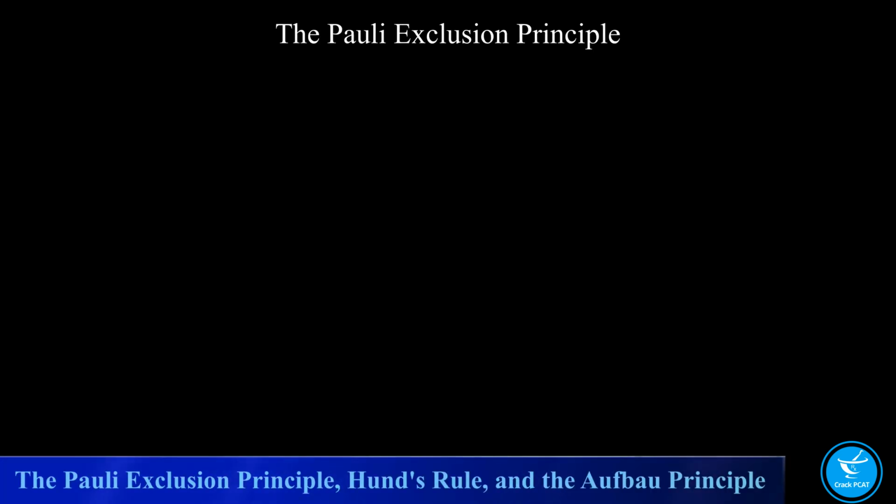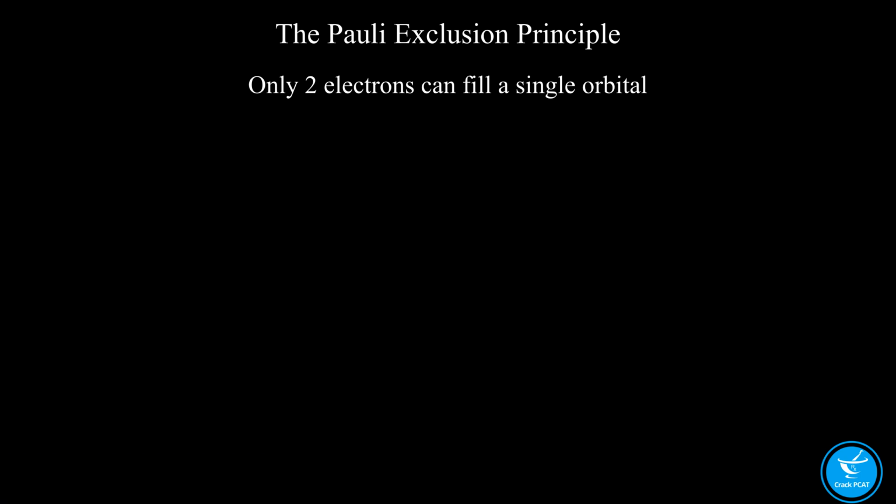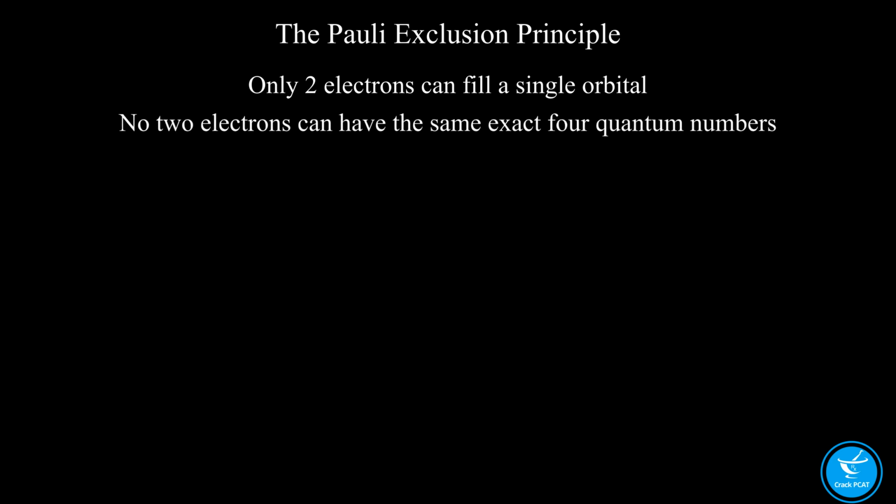The Pauli exclusion principle identifies that only 2 electrons can fill a single orbital. And just as your home address is specific to the place where you live, the same goes for electrons in regards to their quantum numbers. No 2 electrons can have the same exact 4 quantum numbers. Additionally, the Pauli exclusion principle articulates a very specific limitation on the number of electrons per orbital.